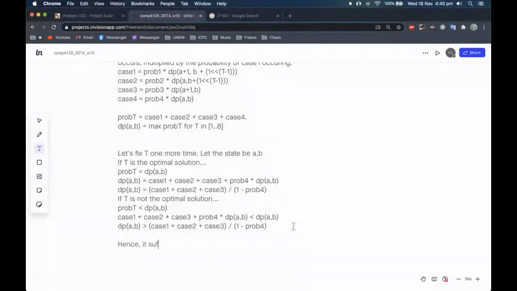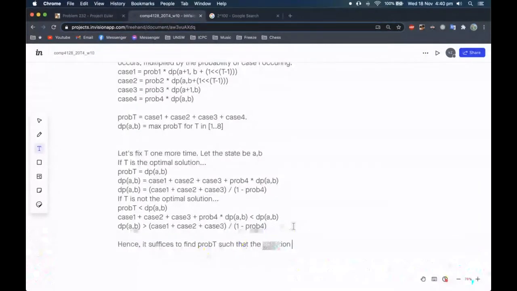So our conclusion is that it suffices to find the property such that the equation is maximized. We'll call that t. Find t such that the equation of t is maximized.